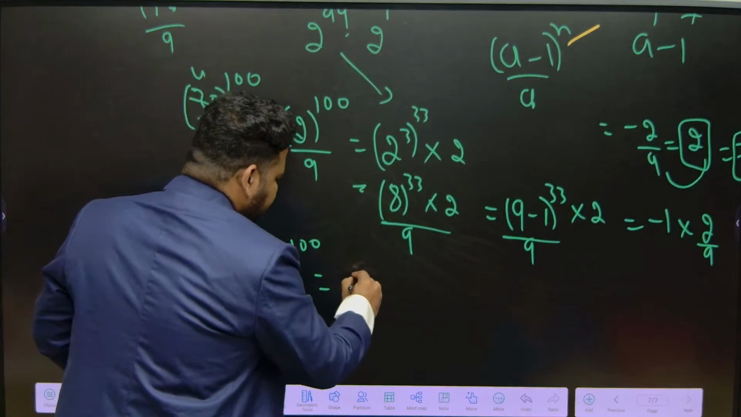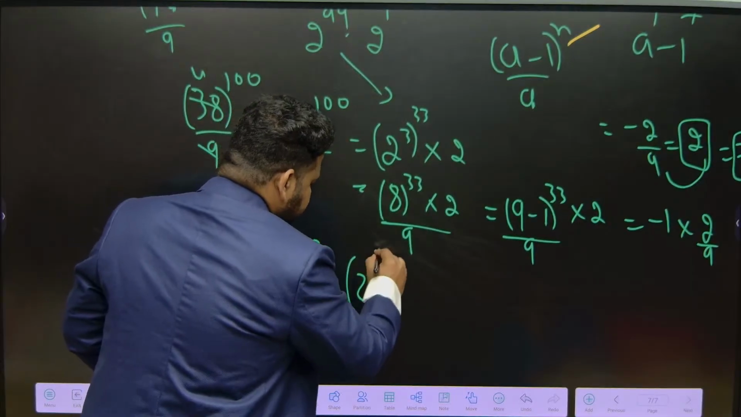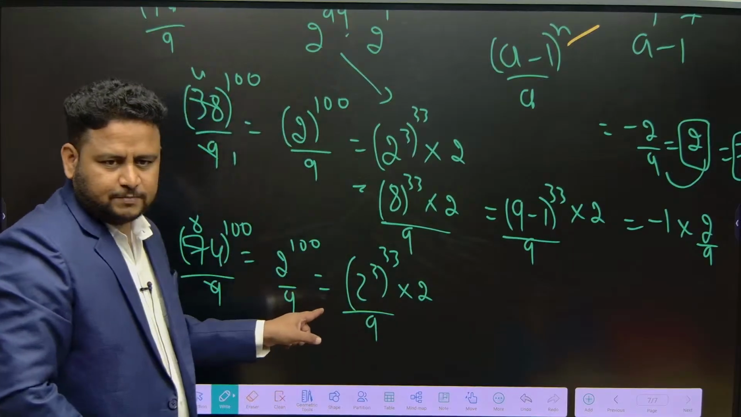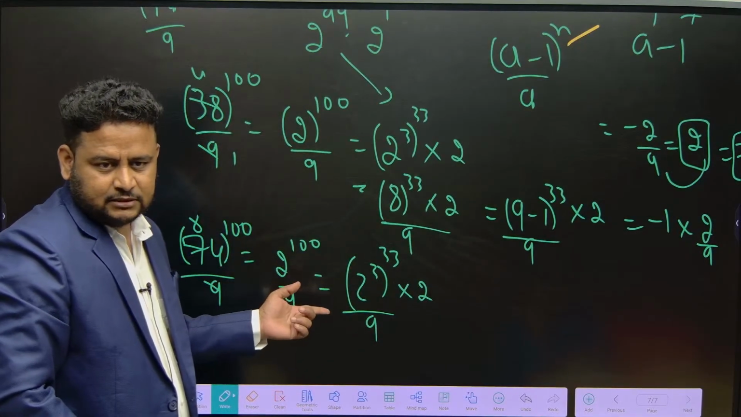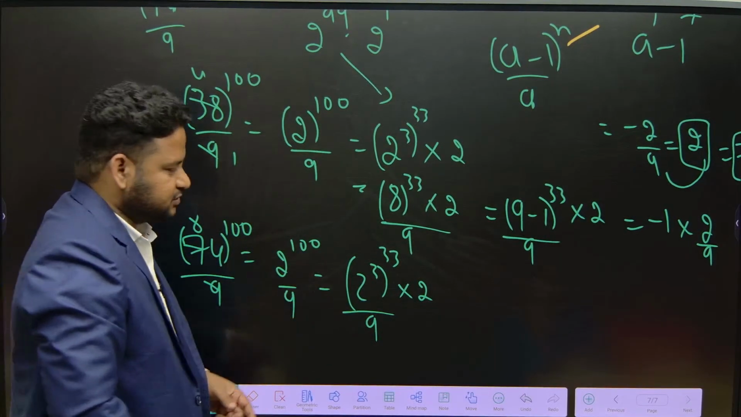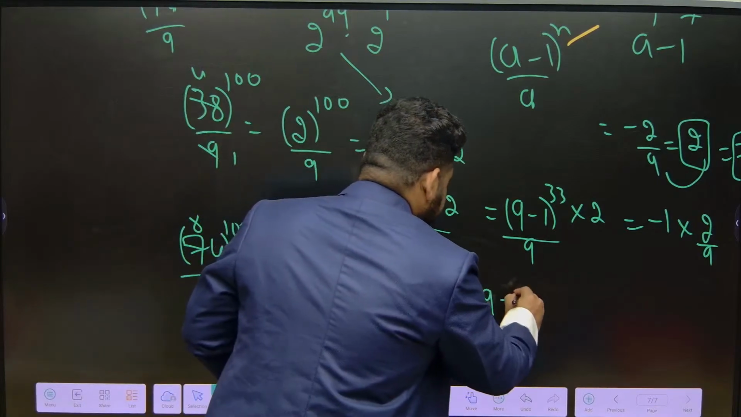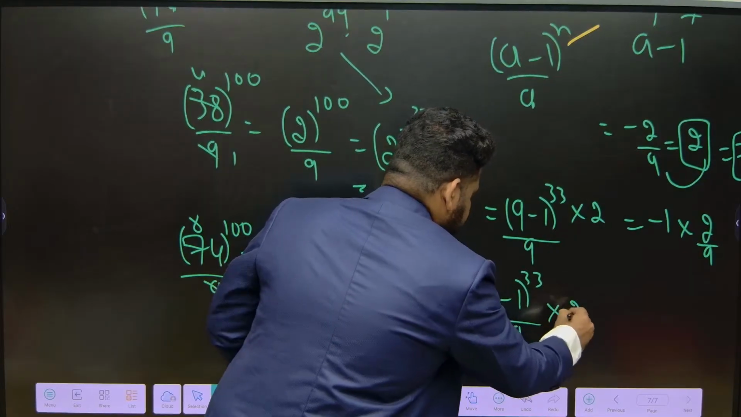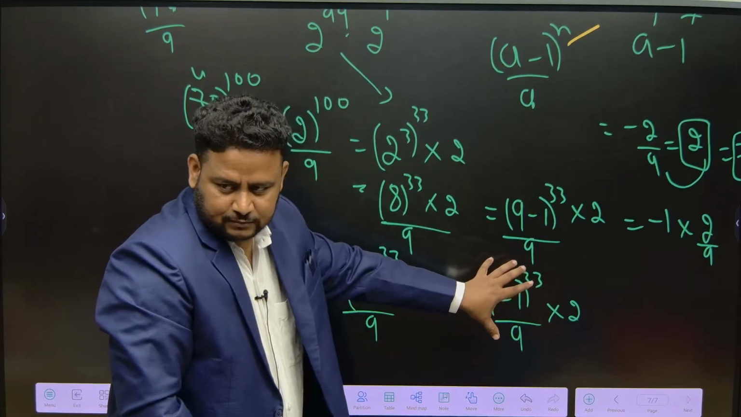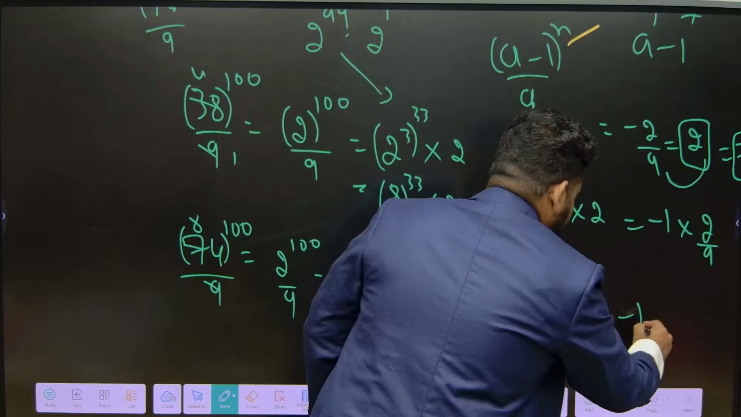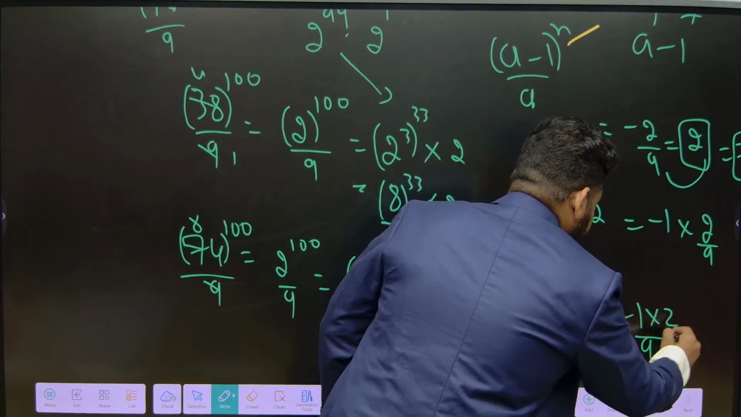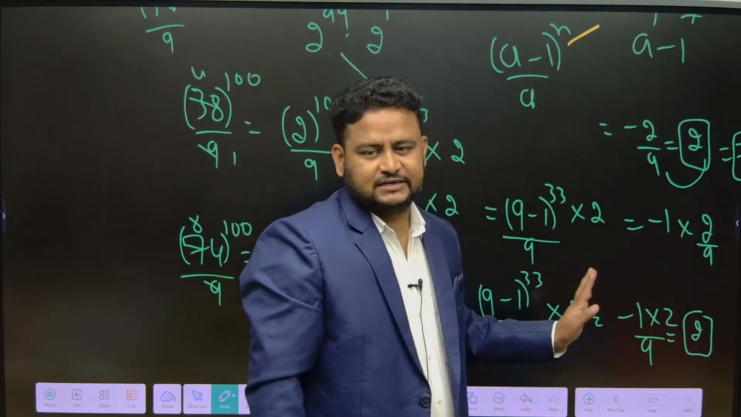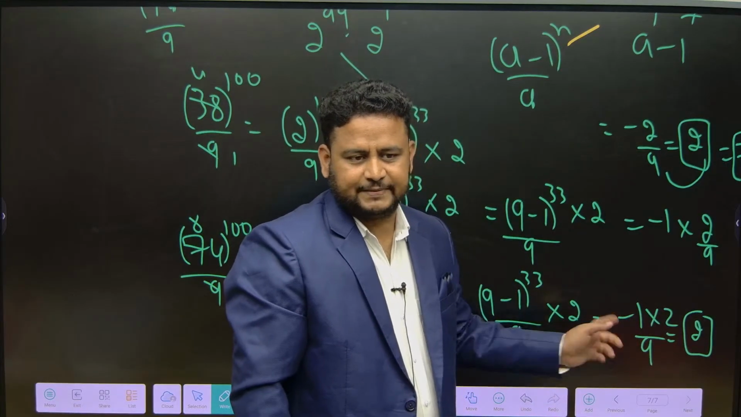So 2 to the power of 100 can be written as again the same thing, 2 to the power of 3 to the power of 33 into 2, divided by 9. So 2 to the power of 3 is 8, and 8 can be written as 9 minus 1. So this will become (9 minus 1) to the power of 33 into 2 by 9. So here the answer will be minus 1. So minus 1 into 2 by 9. So the answer is what? 2. Remainder is 2 or it can be 7. Clear? Or it can be 7.